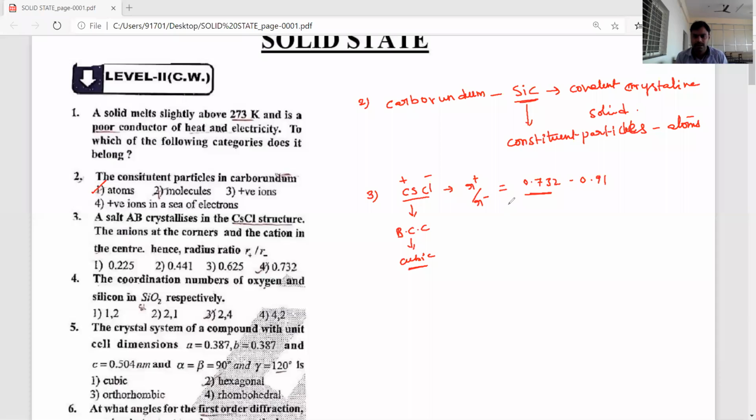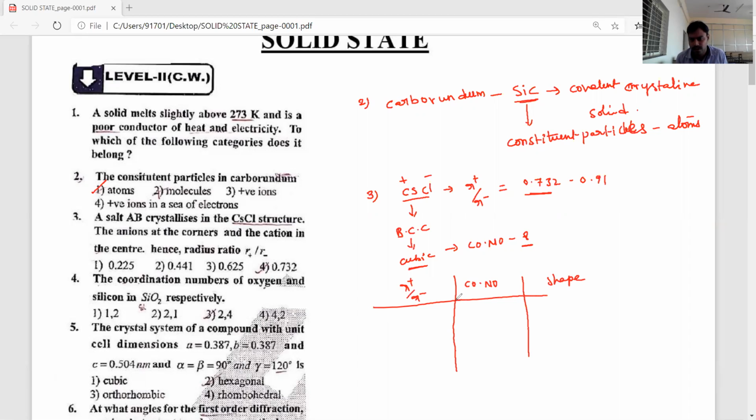What is the lower limit? 0.732. I will already tell you that in this case the coordination number is 8. Additional information I am also giving: cesium chloride has a BCC, body centered cubic crystal structure. Its coordination number is 8 and the radius ratio of cation and anion is 0.732. Next, coordination number and shape.